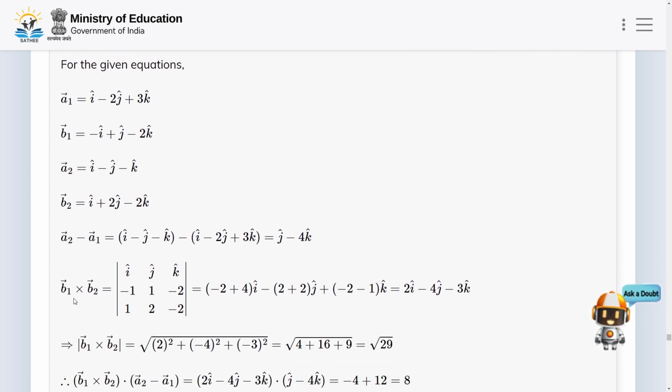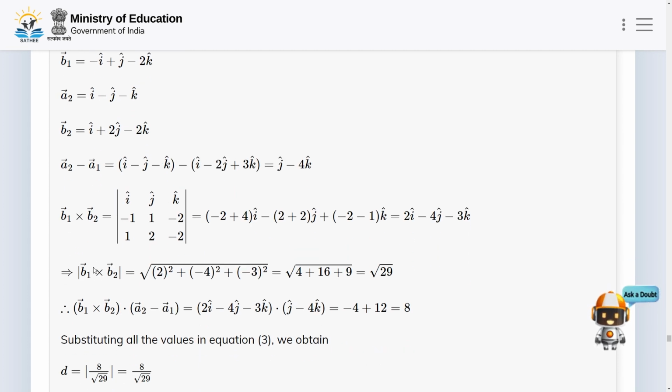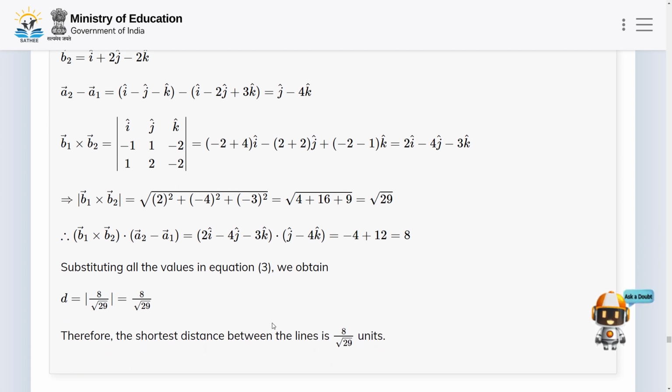The cross product of b1 and b2 will be 2i hat minus 4j hat minus 3k hat. The magnitude of the cross product will be root 29. The dot product of the cross product and a2 minus a1 will be minus 4 plus 12, which means just 8. Now substitute all the values in our expression to get your shortest distance as 8 by root 29. The shortest distance will be 8 by root 29 units.